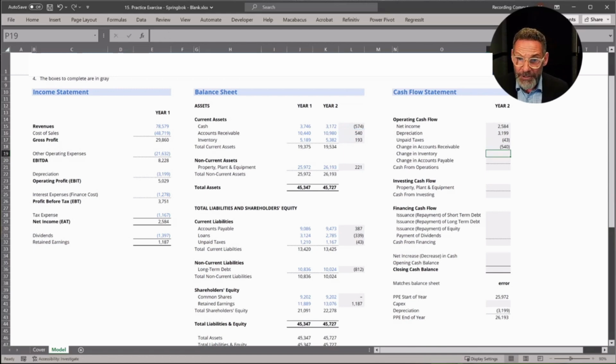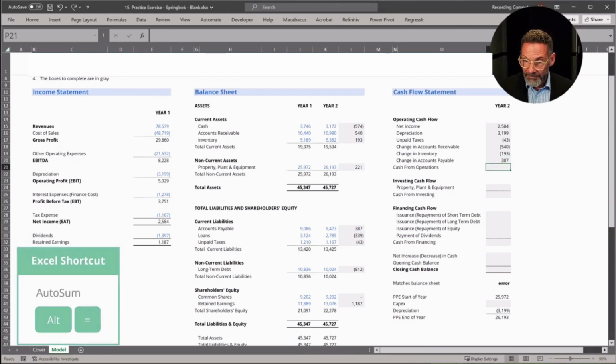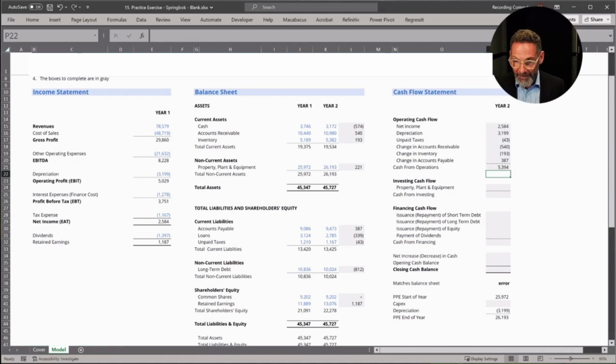And our inventory has gone up by 193. So that's also cash that's tied up in inventory. So that's a negative number. And our accounts payable has gone up. And we know that's a positive number because that's money that we otherwise would have paid to our suppliers. I'm going to sum that up. And we get 5394.